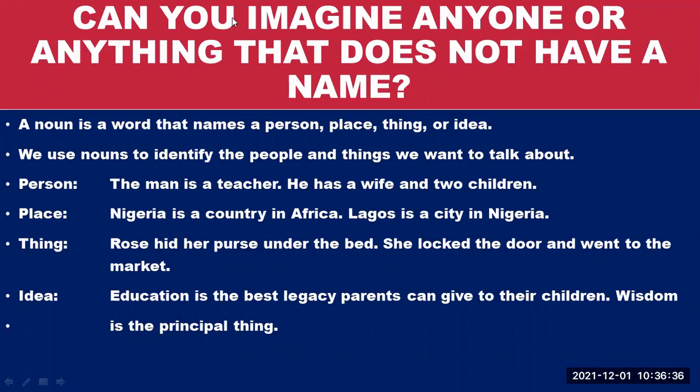Can you imagine anyone or anything that does not have a name? Well, that underscores the importance of the noun in English grammar, because a noun is a word that names a person, place, thing, or idea. We use nouns to identify the people or things we want to talk about. All right?